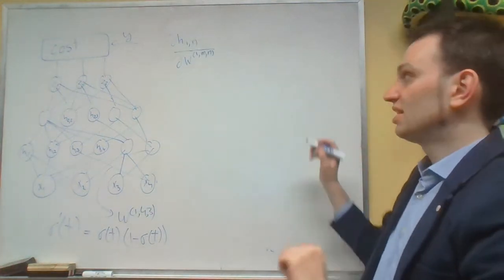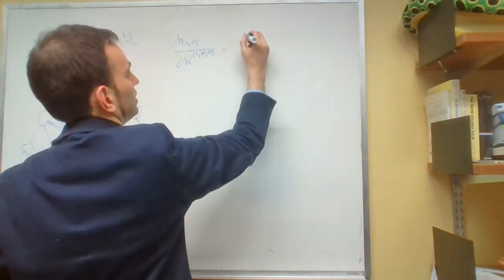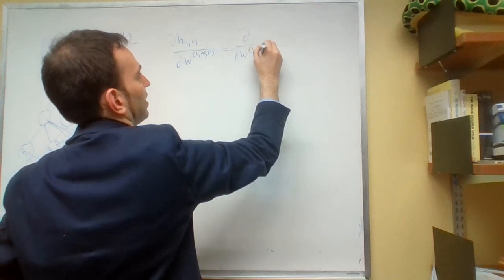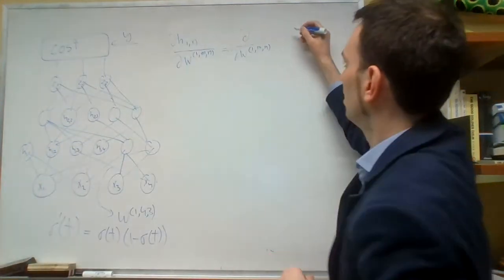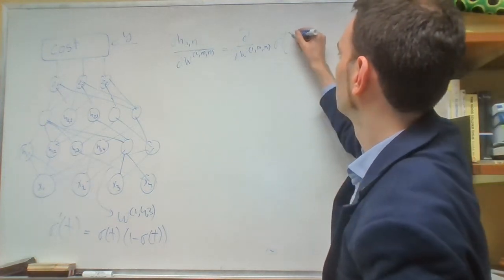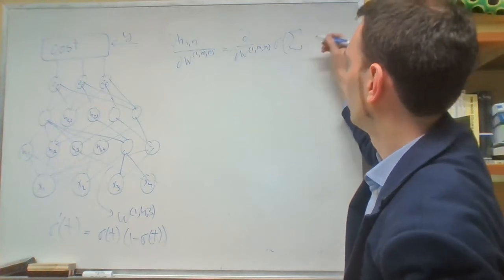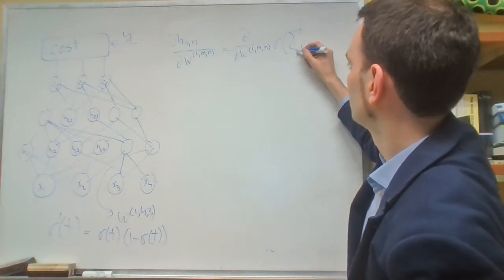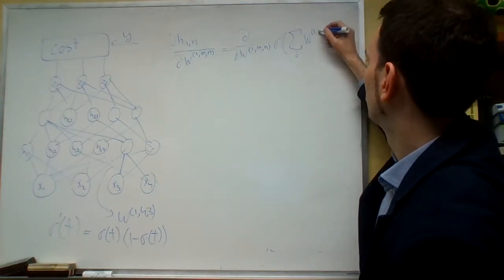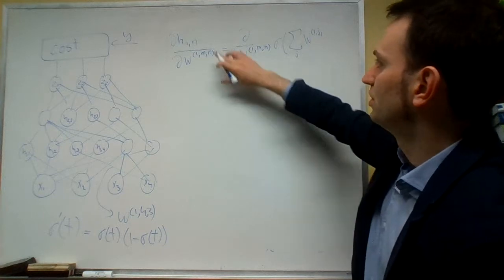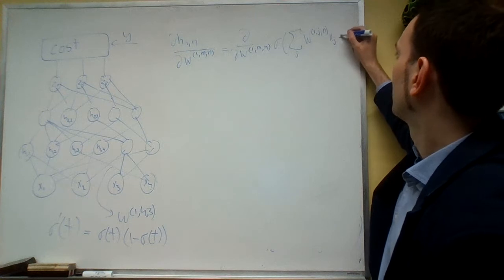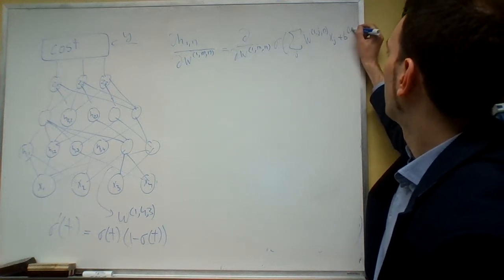We're going to use exactly the same strategy. So we're going to say, well, that's the derivative with respect to w1mn of sigma of this sum, the sum over, let's say, j of w1 going from j and going to the hidden unit n, of xj plus b1n.